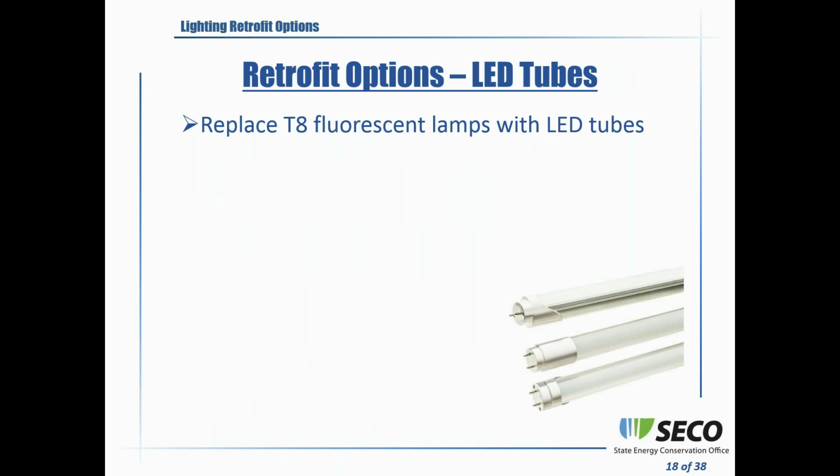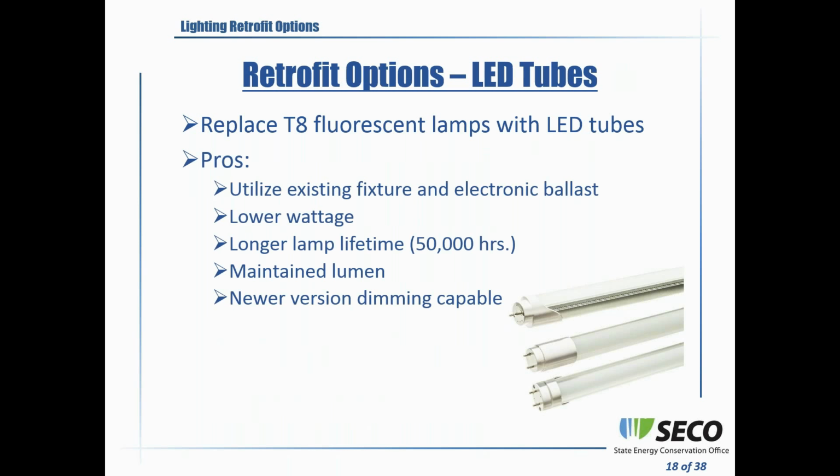The other is LED tubes. So replace T8s, if you've got T8 fluorescent lamps, with LED tubes. So this is almost like a like-for-like replacement. The pros of this are that you use the existing fixture and electronic ballast. So you don't have to change the ballast, especially if it's a newer form of ballast within the last 10 years or so. But if it's, again, older first generation ballast, then you may have to replace the ballast.